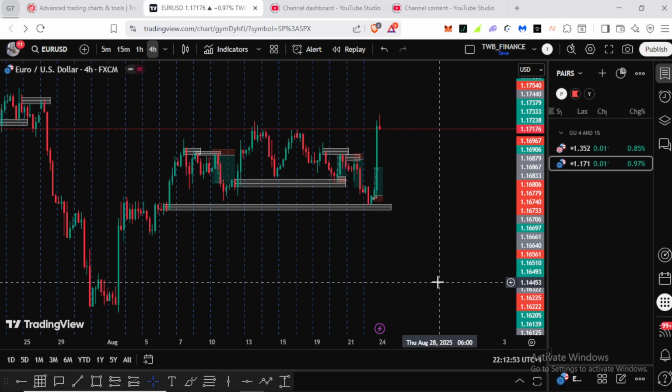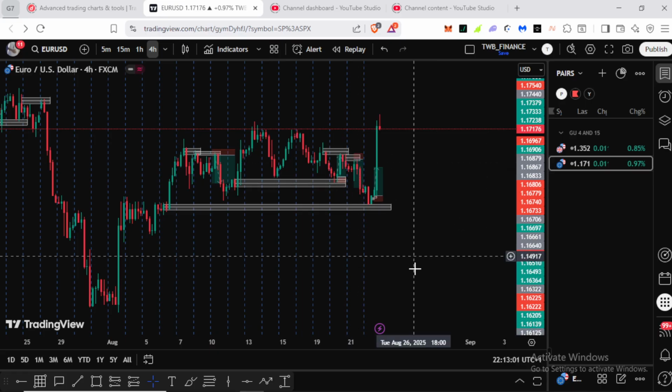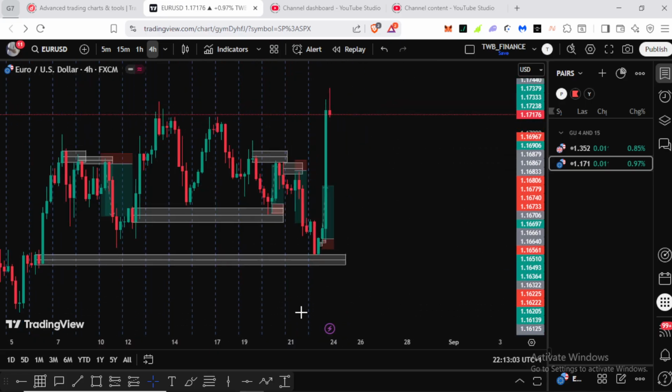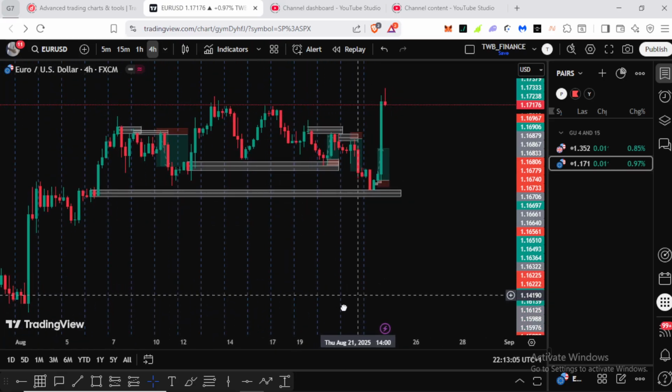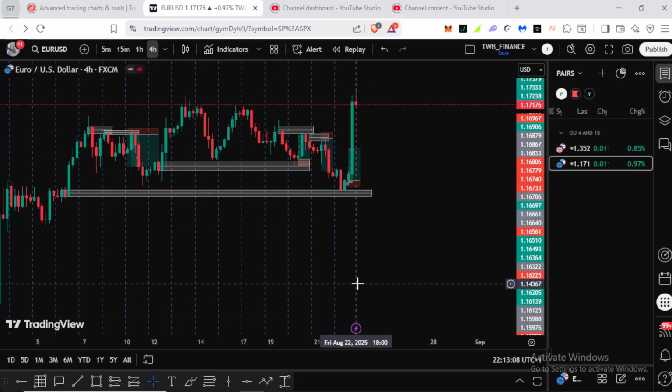So first thing here, it says on the flyer, master high probability trading zones and why zones fail. We're going to be looking at it together in just a few minutes: how to spot those high probability trading zones and why zones fail.